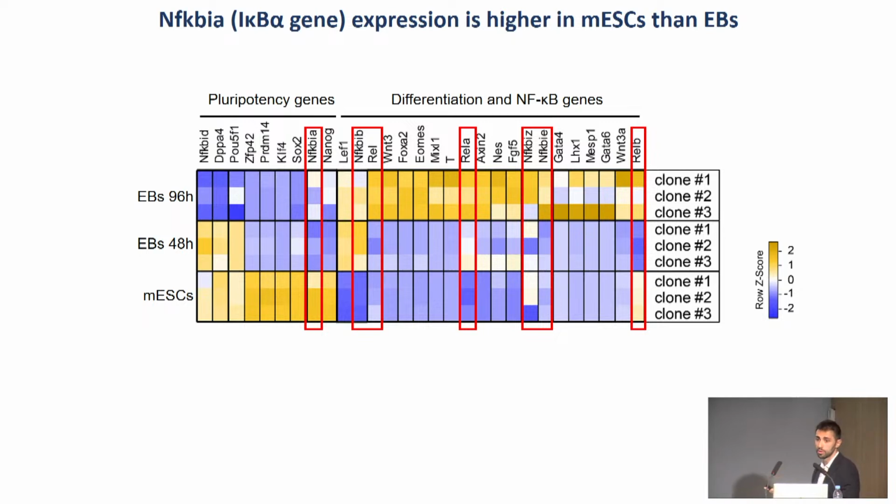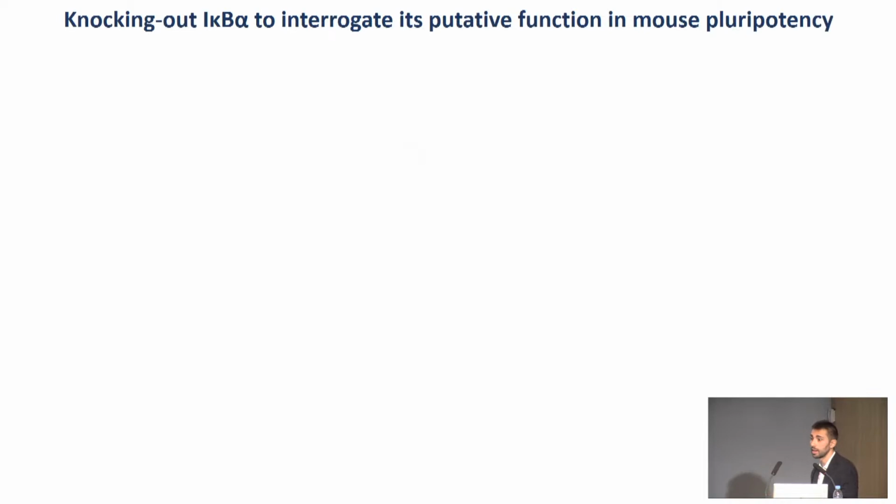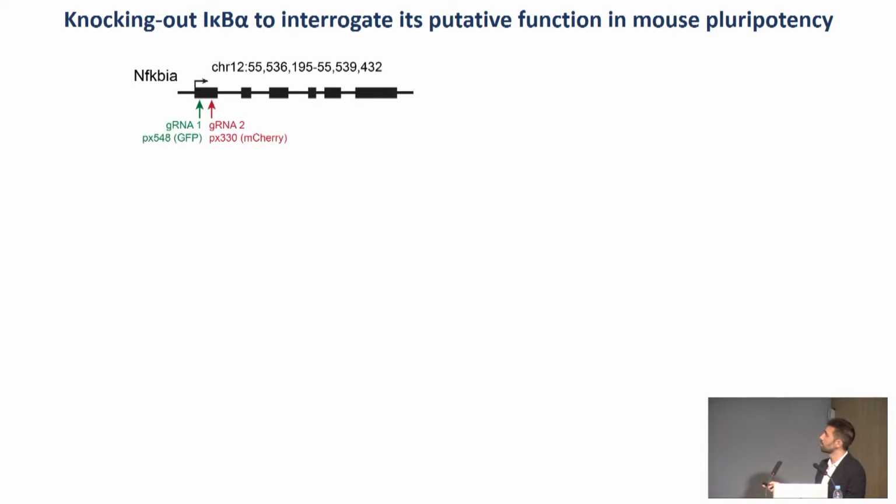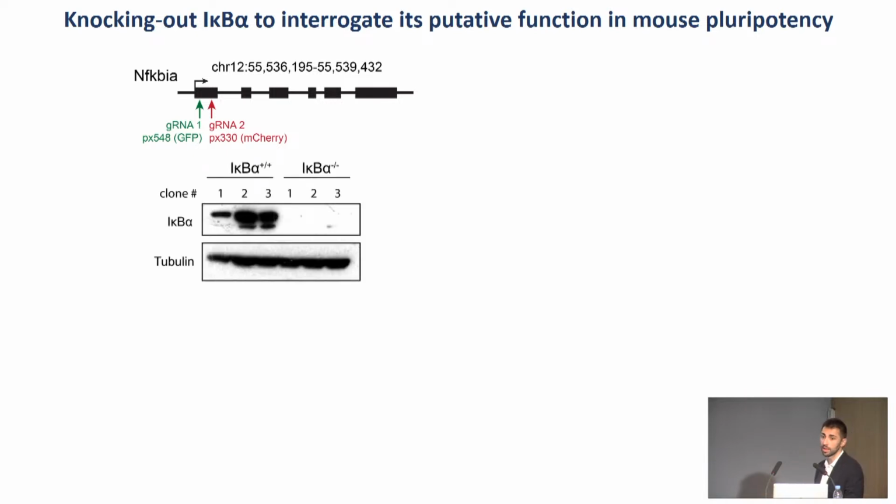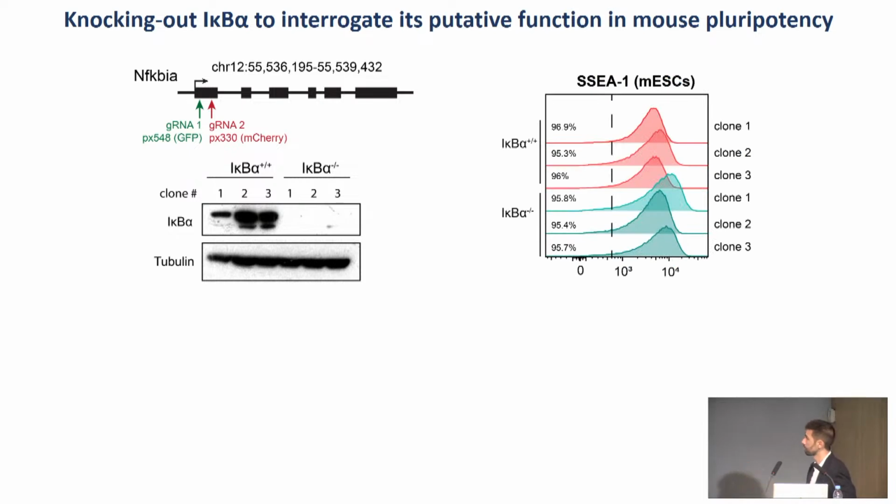So we were curious to know whether this also had any functional implications. So we decided to knock out the IκBα protein by CRISPR-Cas9. I targeted at the same time two different regions with two different guides in the first exon of the gene. And I isolated three independent wild-type clones and knockout clones in mouse ES cells for IκBα. And as you can see, I started to characterize those clones.